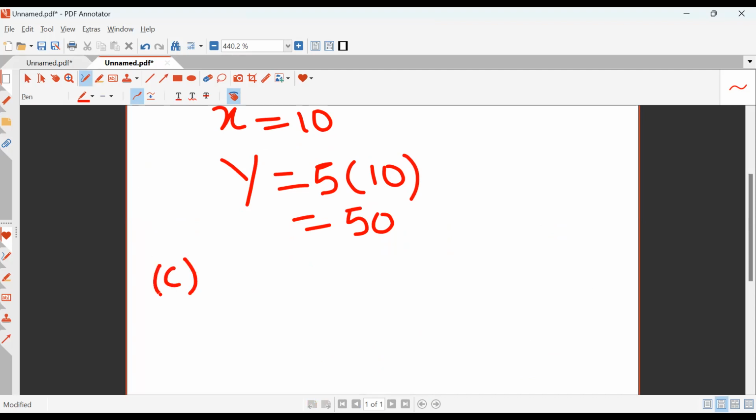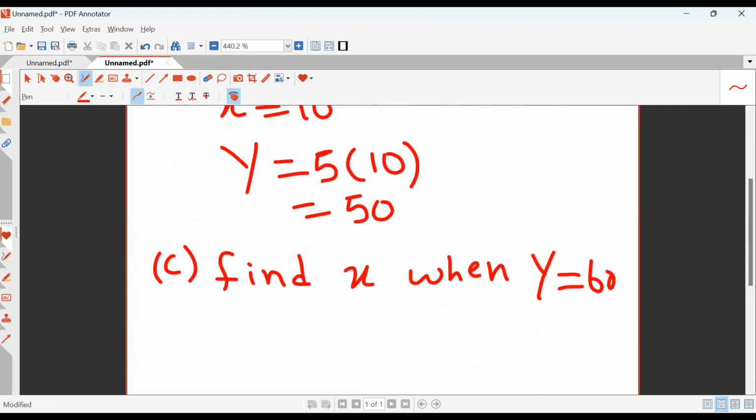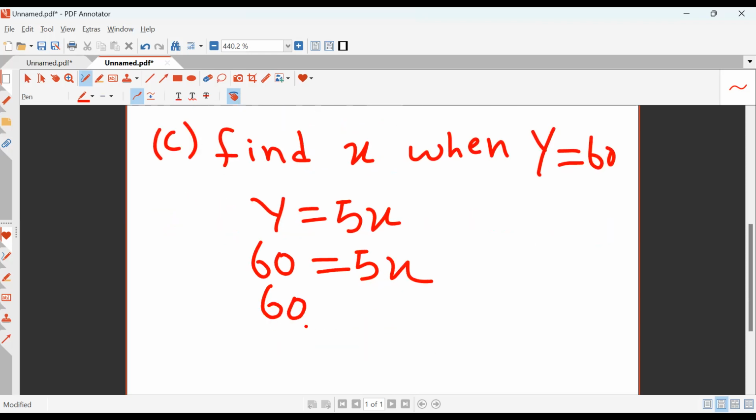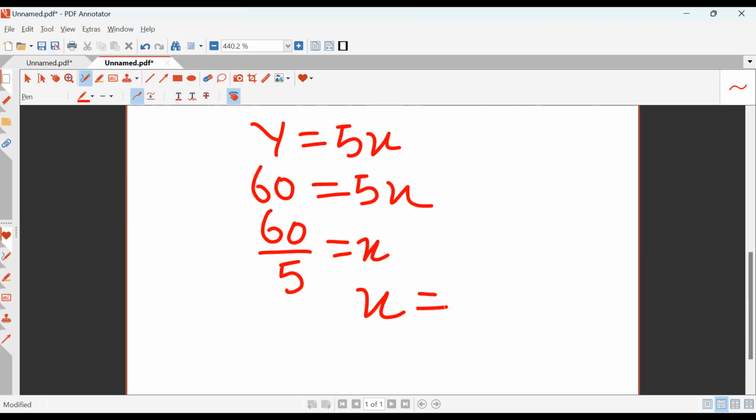Part C, find x when y equals 60. So again, I'll write the equation y equals 5x. y is 60, so 60 equals 5x, 60 upon 5 equals x. x equals 60 divided by 5, which is 12. x equals 12.